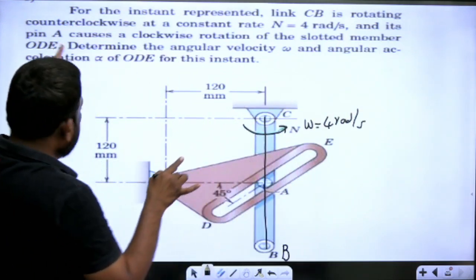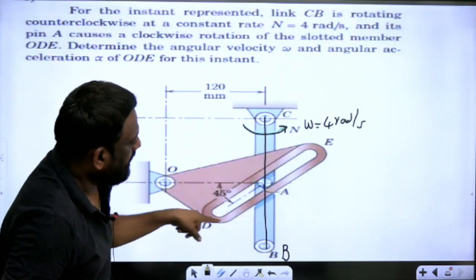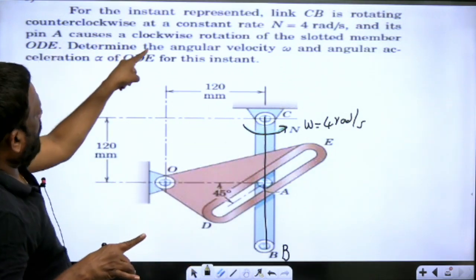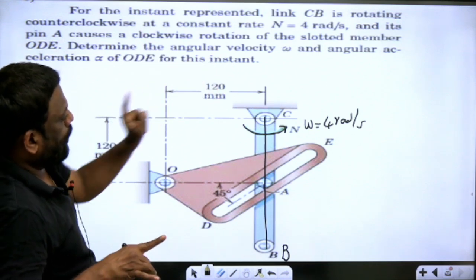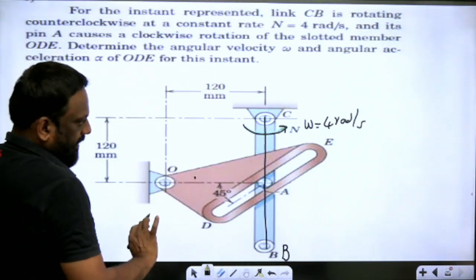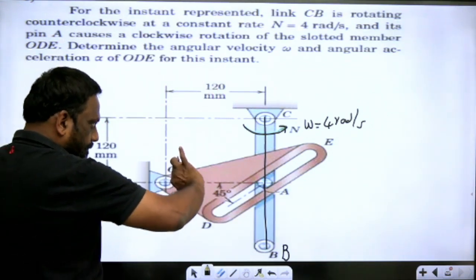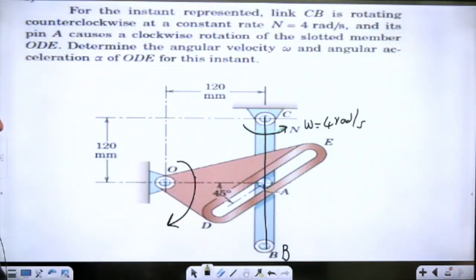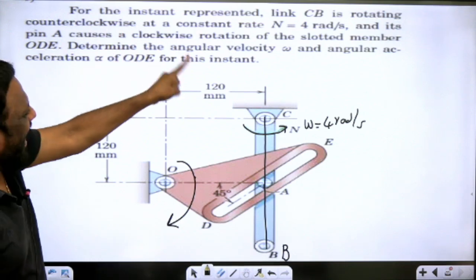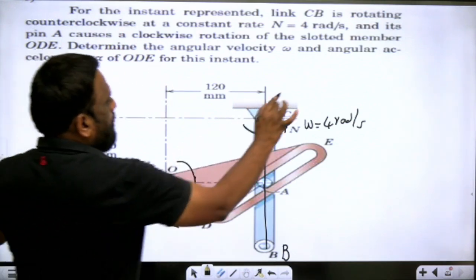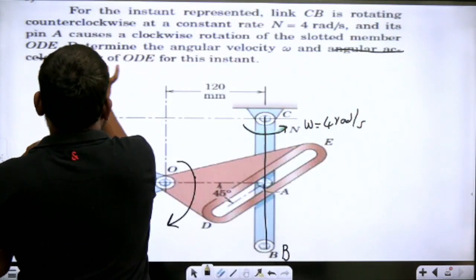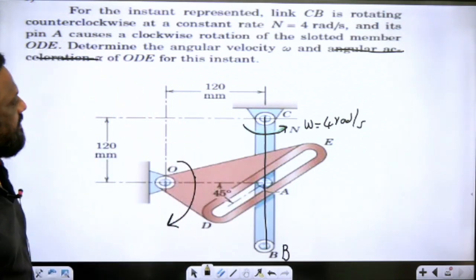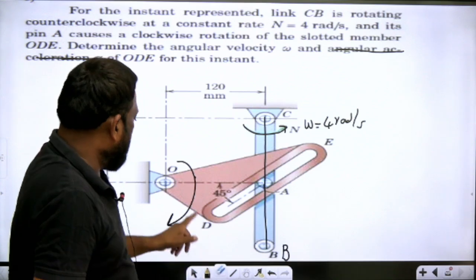Now, at pin A there is a pin in slot, the same as the previous question, and the pin at A causes clockwise rotation of the slotted member. This is the slotted member. How is it rotating, sir? Clearly it is given clockwise rotation. Determine the angular velocity, in the examination he has asked for angular velocity of ODE, the slotted link, at this instant. Just see the instant.